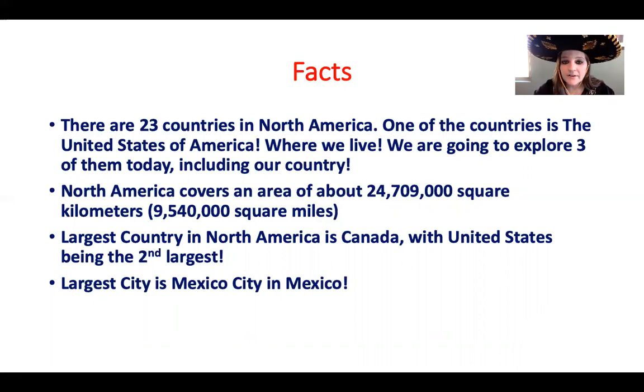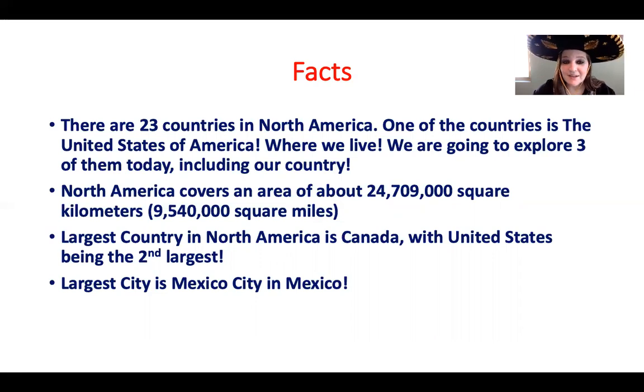North America covers an area of about 24,709,000 square kilometers. And in square miles, that is 9,540,000 square miles. That's pretty big, right? The largest country in North America is Canada. And the second largest country in North America is the United States where we live. So we actually live in the second largest country in North America. It's pretty cool, right?